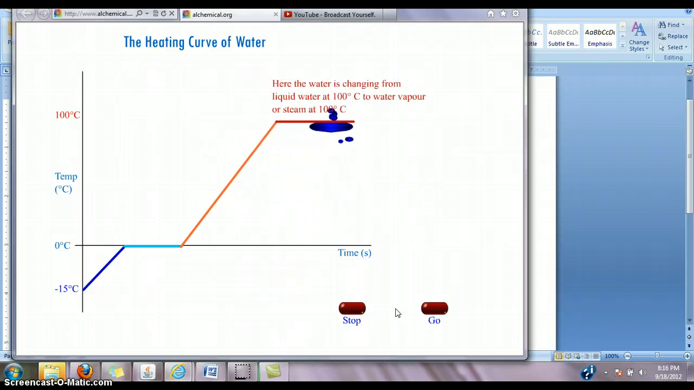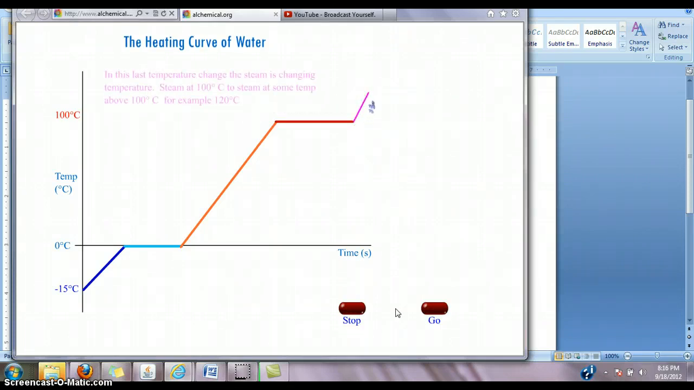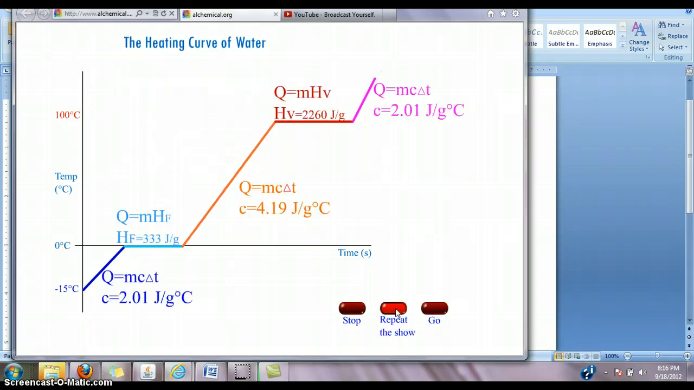Once it reaches 100 degrees, it is water and steam at the same time. Okay, so you have basically boiling water, which is another phase change, no change in temperature. And then this last phase is just heating up the steam again.